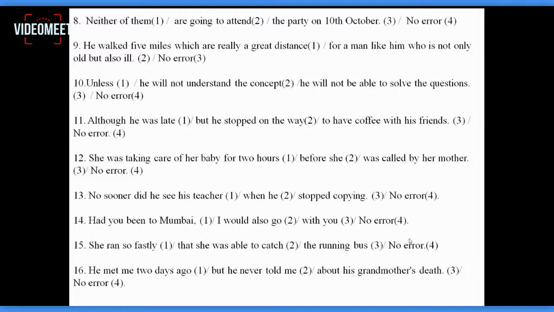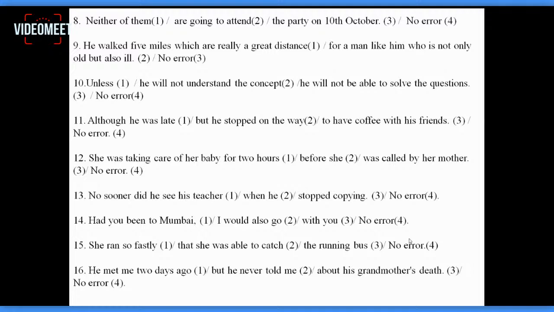Had you been to Mumbai, I would also go with you. Now understand the principal clause. Had you been to Mumbai? अगर तुम मुंबई गए होते, I would also go with you. मैं भी तुम्हारे साथ जाता और या मैं भी तुम्हारे साथ चलता. I mean गया होता. Had you been to Mumbai? So we are talking about something that is in the future perfect.